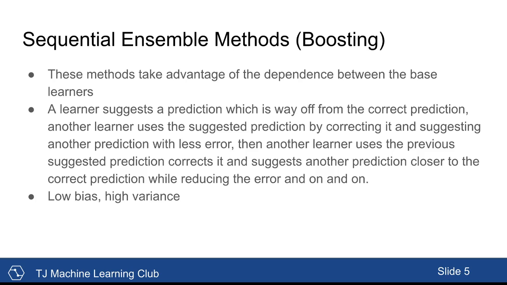A sequential ensemble method is one where you take advantage of the dependence between the base learners. For example, a learner suggests a prediction which is way off from the correct prediction. Then another learner uses this prediction by correcting it, and makes its own new prediction with less error. Then another learner will use this previous prediction and so forth.